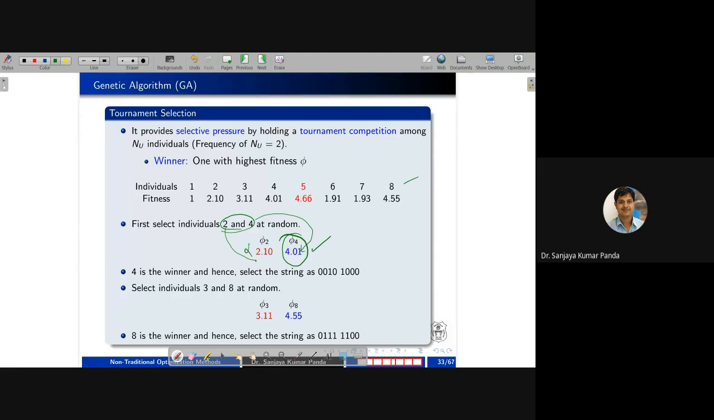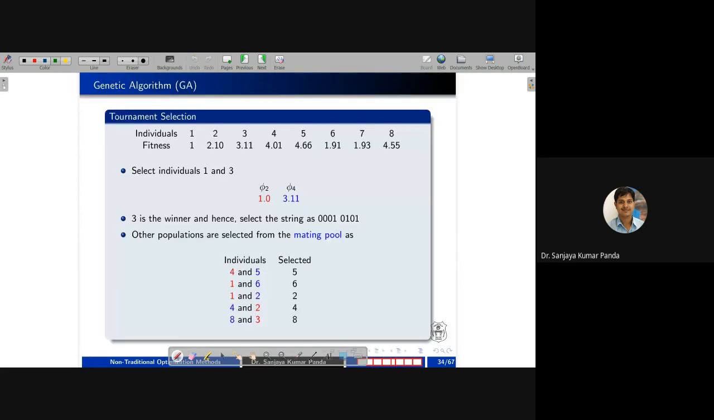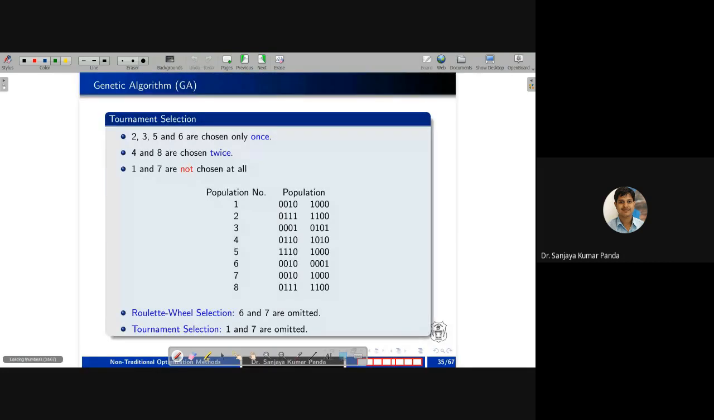Similarly, we conduct with 3 and 8. 8 is the winner, 3 is the loser. We conducted 1 and 3. We found that 3 is the winner and 1 is the loser. So after conducting a series of matches like 4 with 5, 1 with 6, 1 with 2, 4 with 2, 8 with 3, we found that 2, 3, 5, 6 have won only one match against their opponent. And 4 and 8 are the populations that won twice against their opponent, and 1 and 7 are not chosen at all because they lost all the matches.